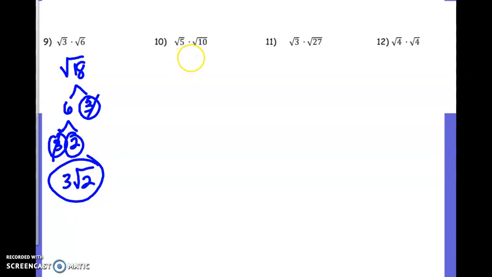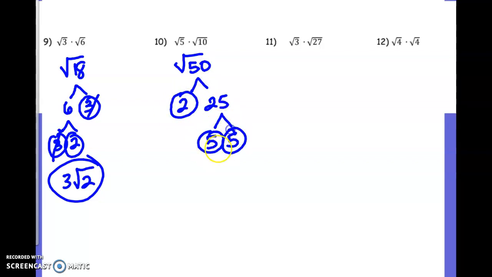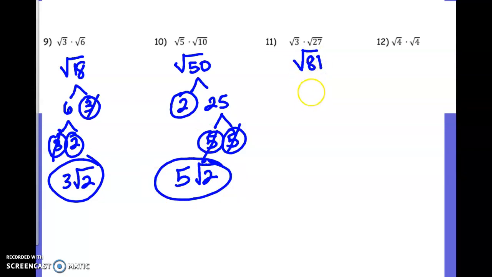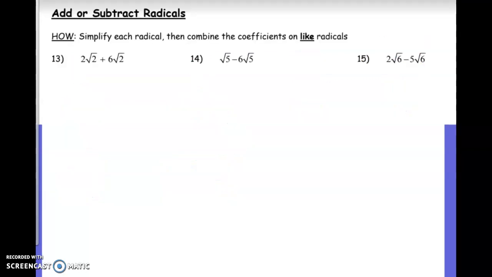Okay, here we've got radical 50 if you multiply them together. So you could say 2 times 25 and 5 times 5, pair of 5s with your radical 2 left over. Okay, and then we've got radical 81 here. So the square root of 81 is 9. And this would be just 2 times 2 because they're both perfect squares, which would be 4. Okay, all right, so now we want to move on to adding and subtracting radicals.